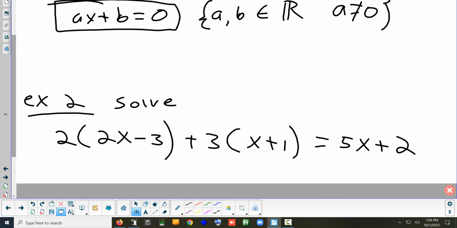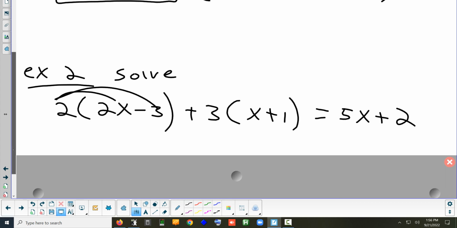Okay, so Cameron, on the left-hand side, what property am I going to use? I'm actually going to have to use it twice. Yep. Can you tell me what I would distribute first? So you do the 2 times 2x. Yep. And then 2 times -3. Yep. So let's distribute the 2. Okay, so we got that.